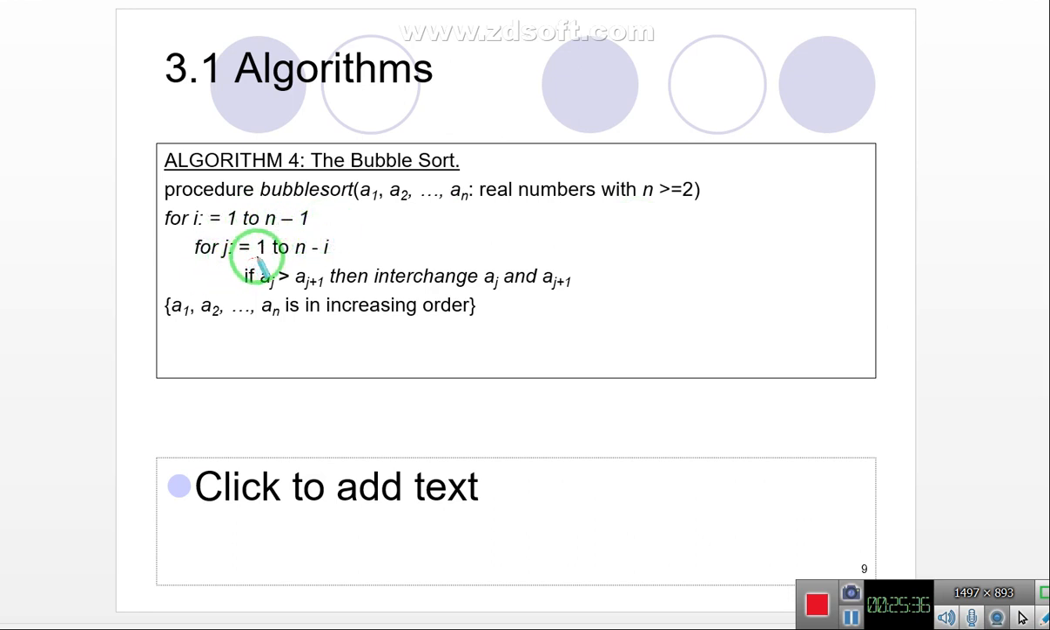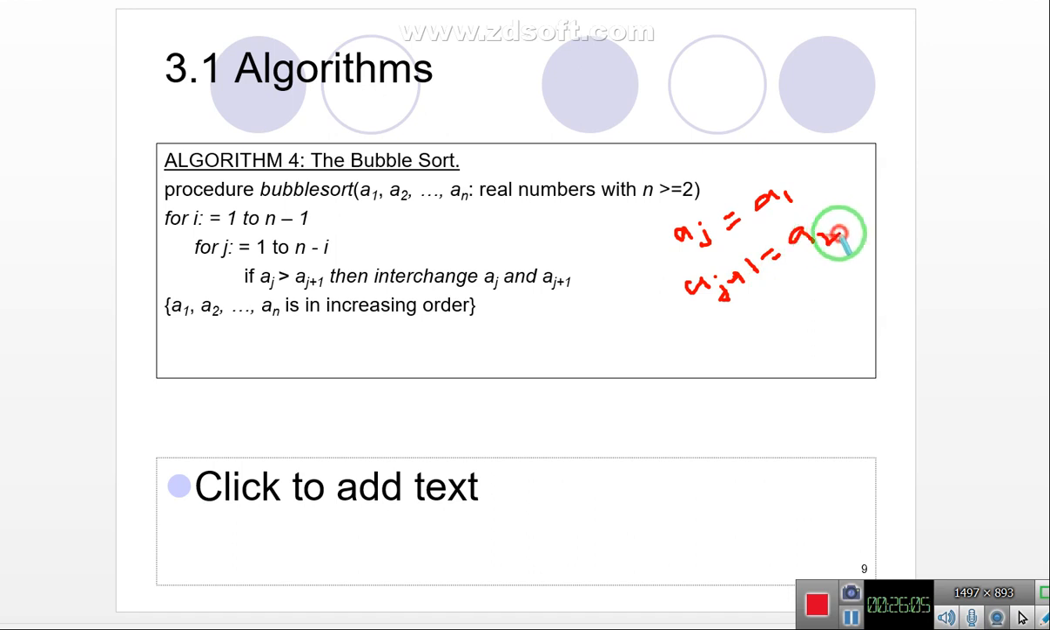For j starting from 1 to n minus 1 again, we have i and j, and we need to compare them. So if aj is greater than aj plus 1. Let's see, j is 1, so a1, then aj plus 1 means j was 1, so 1 plus 1 is 2.